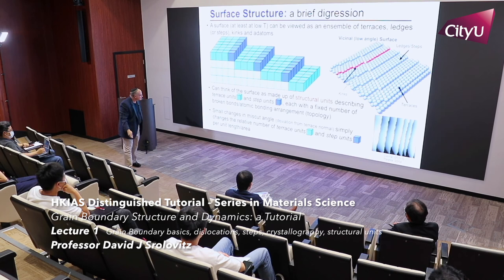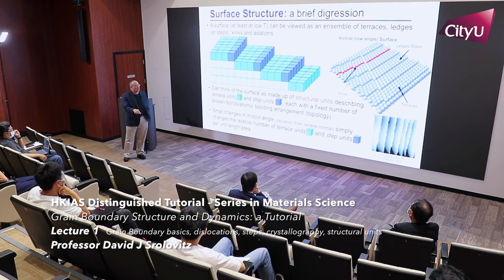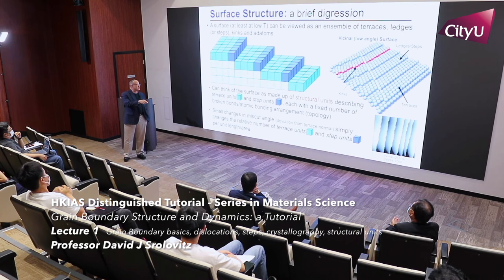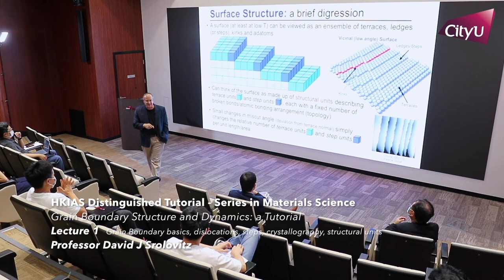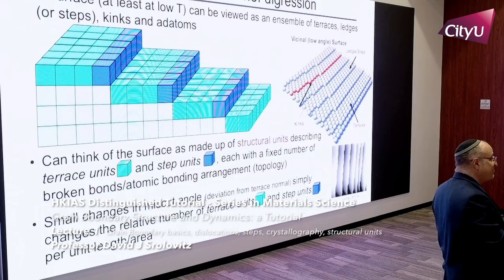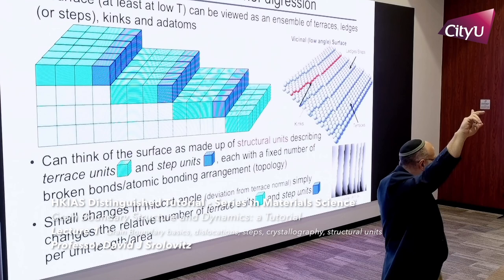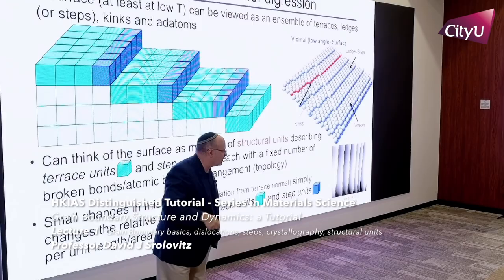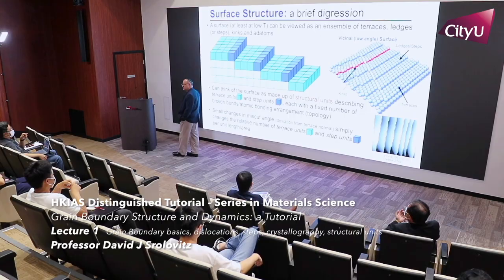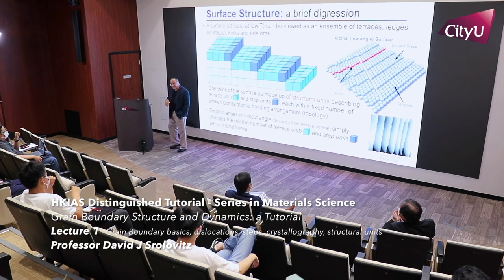So changing the miscut angle by a little bit, what does it do? It doesn't really change what these units are. It doesn't change what those units are. It just changes the relative abundance of the two. Okay? So the simplest way to look at the energy of a surface is just to count these things up and say, how does it depend on the orientation of the surface? Okay? So this is the idea of a structural unit.